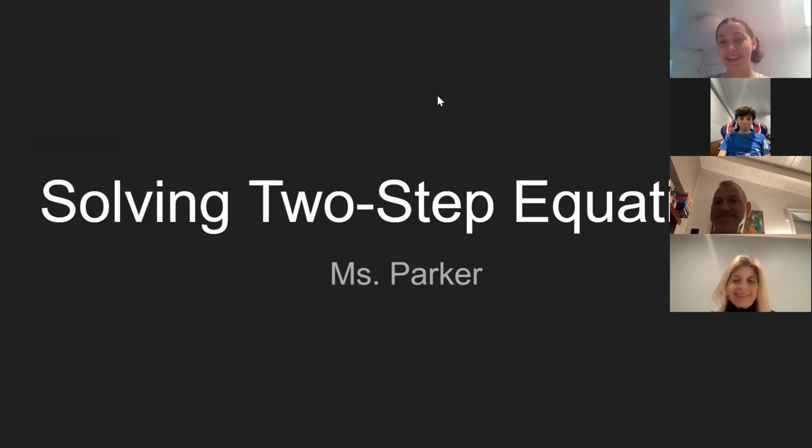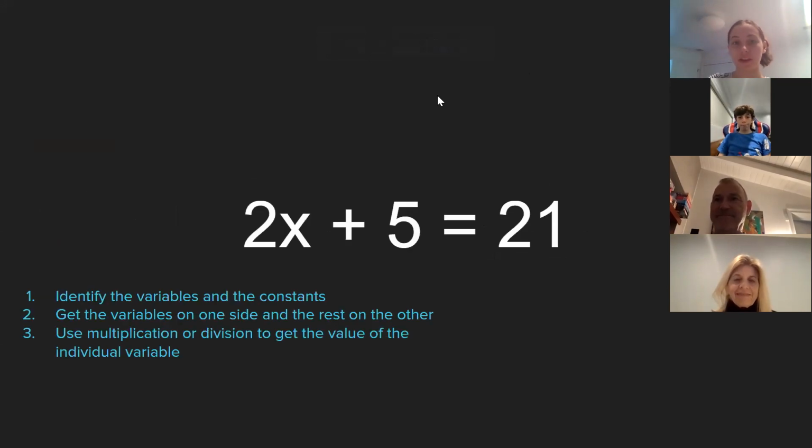Okay, so if you couldn't tell, today we're going to be talking about solving two-step equations. So I thought that we'd start off by solving this equation. I'll go step by step, and then we'll go from there. So let me turn on the annotate tool.